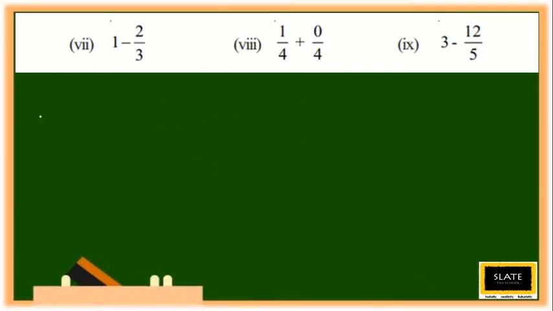Next, seventh one. 1 minus 2 by 3. Now, you can observe here the denominator is not there for 1. So different denominators, so unlike fractions. So we need to make them like fractions and simplify. What is the LCM of 1 comma 3? LCM of 1 comma 3 is nothing but 1 into 3, that is 3 itself.